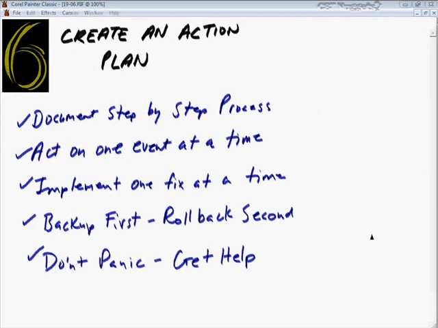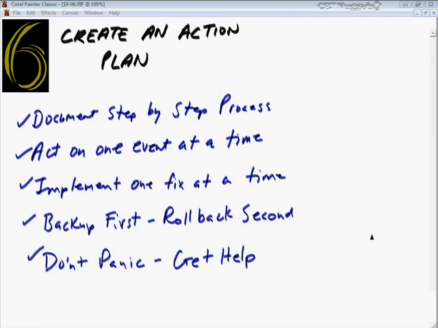document this step-by-step process. Now, you'll most likely document the process after the fact, but along the way you may want to take notes or use a PDA device or some other mechanism to just jot things down as you go, because you're going to want to fully document ultimately when this whole thing is done.